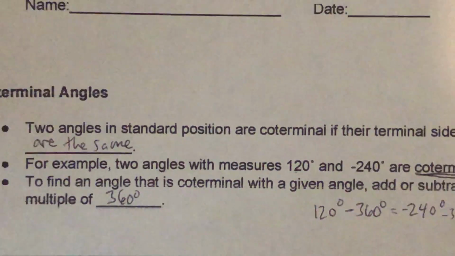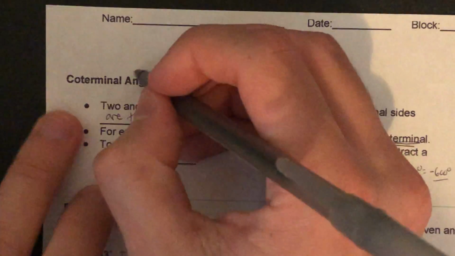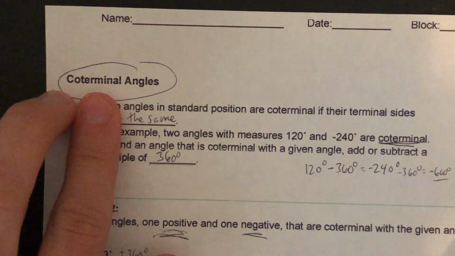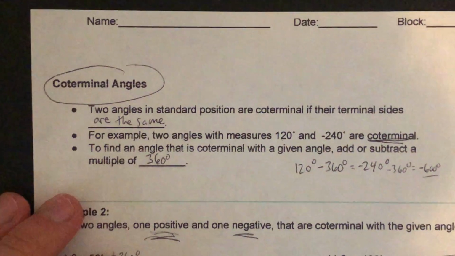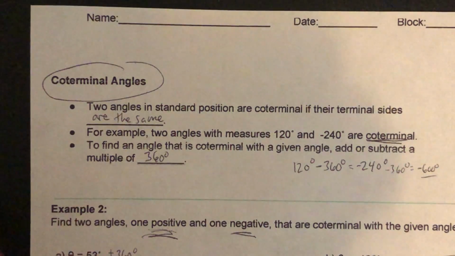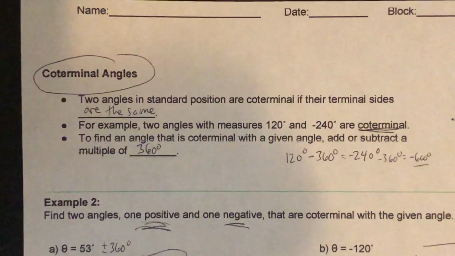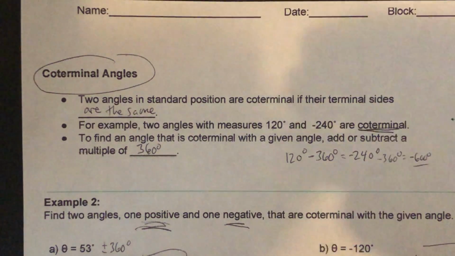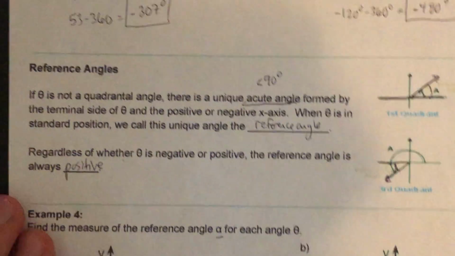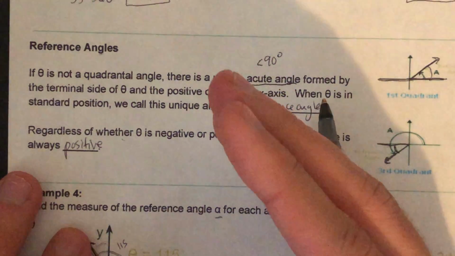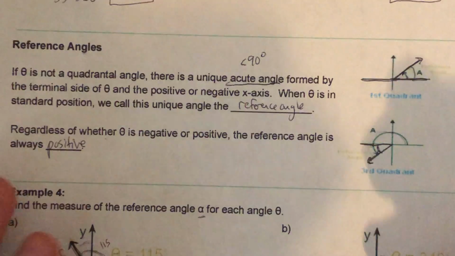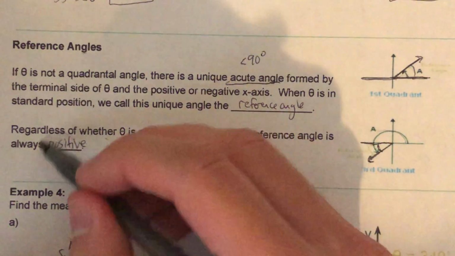Okay. So just to recap, we kind of have two things. Coterminal angles are angles with the same initial and terminal sides, so a difference of 360, positive or negative. Reference angles are the angle between the terminal side and the x-axis, always less than 90 degrees, always positive.